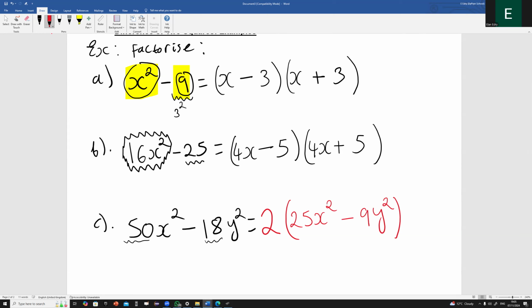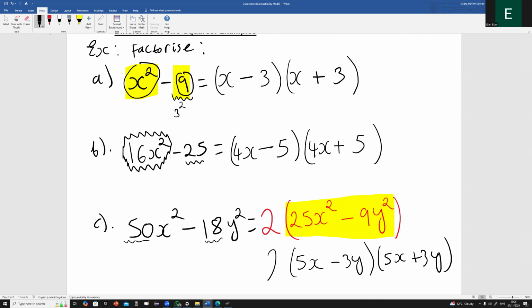This very often happens. So now I can see the expression in the brackets that I can factorize. That is just going to become 5x minus 3y, 5x plus 3y. And I still have the two on the outside. I just put the two next to the two brackets. So is everyone happy with those questions? Okay, fantastic.